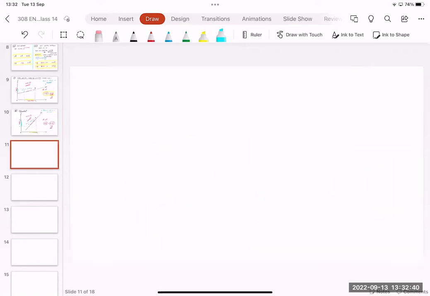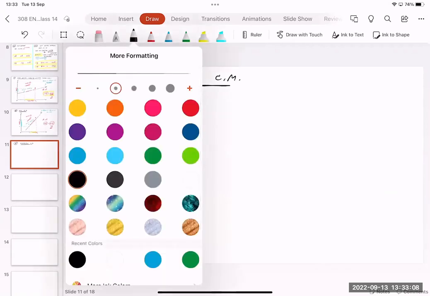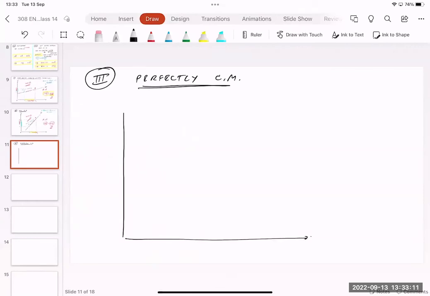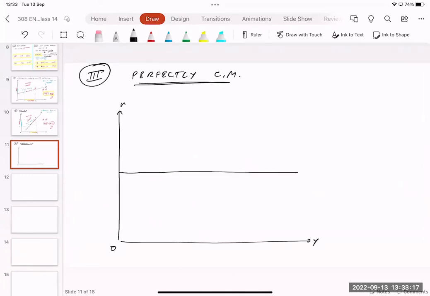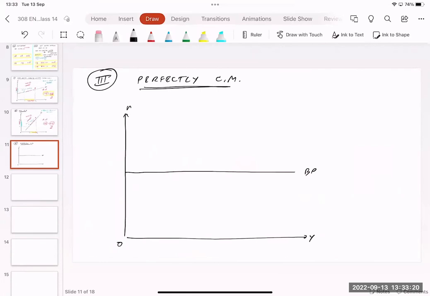Next one. We're gonna go to case number 3. Case number 3 is gonna be the case of perfect capital mobility country. This is like a free country. The capital can flow in, the capital can flow out without any problem, without any restriction. This is perfect capital mobility. The graph is gonna look like this. Y, O, and R. The BP curve is gonna be horizontal like this.